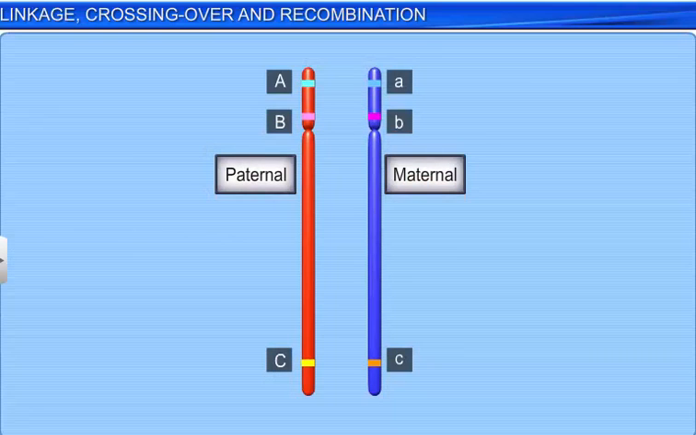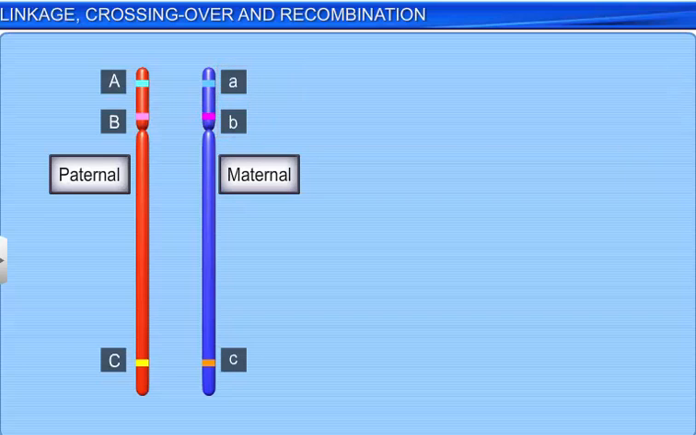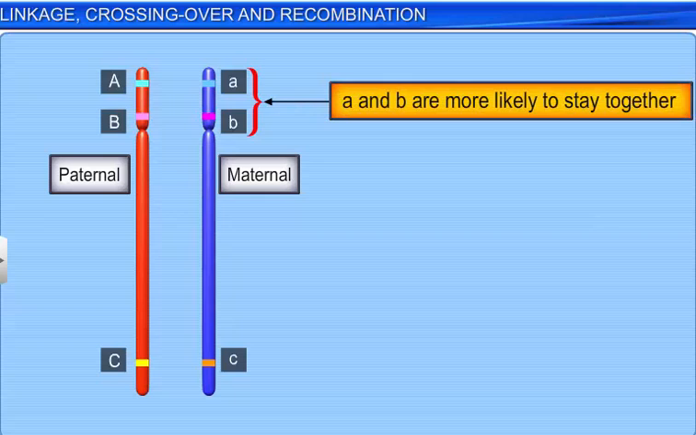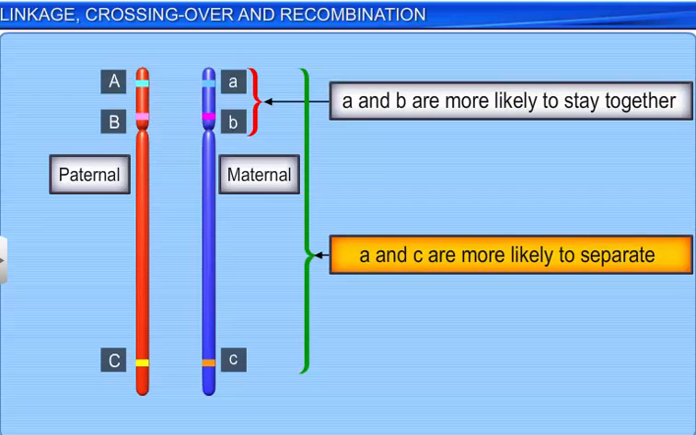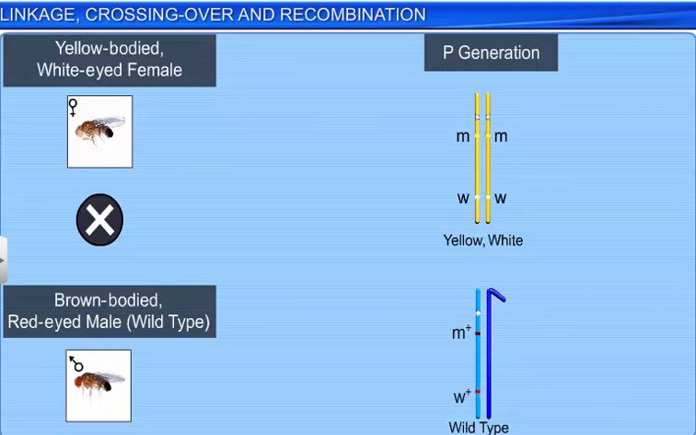Another fact discovered by Morgan and his colleagues was that the likelihood of 2 genes separating during crossing over was proportional to the distance between them. In other words, the closer the genes, the more likely that they will stay together. And the further they are, the more likely that they will separate. Now, let's consider another experiment conducted by Morgan, where he crossed white-eyed miniature-winged females with the genotype wm with red-eyed normal-winged males with the genotype w+m+.